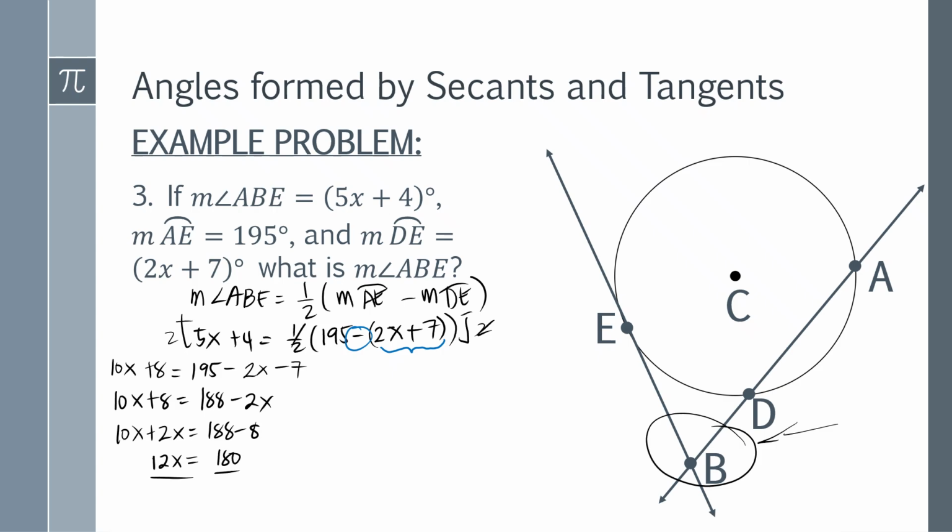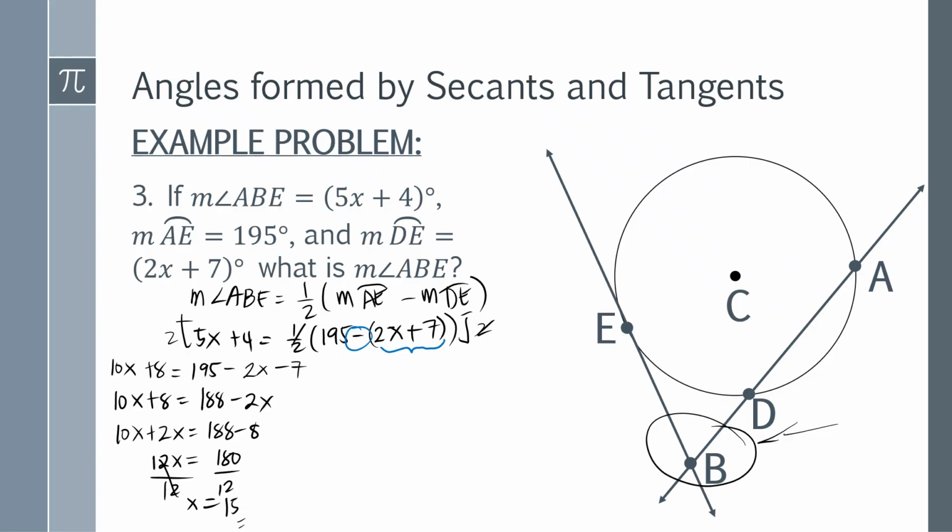Then divide both sides by 12. Therefore, x here. So if we will compute this by the use of your calculator, if you don't know, let us know first. So therefore, we have here 180 divided by 12, this is 15. If you get this correct, then you are a genius.